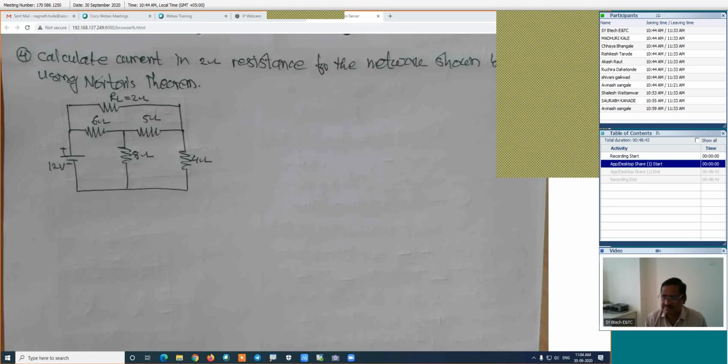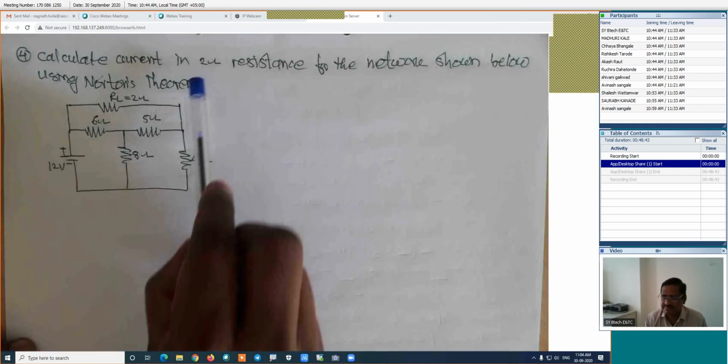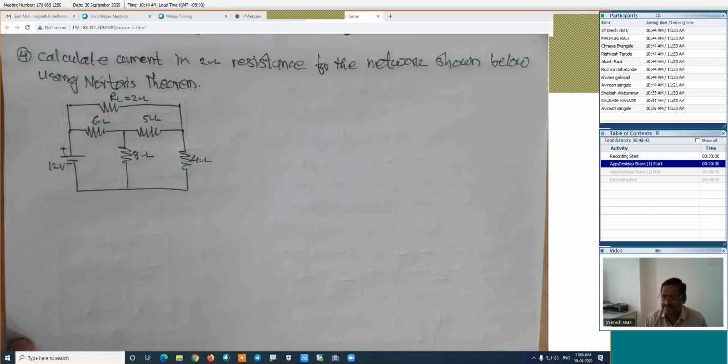In this case, we are interested in the calculation of current in 2 ohm resistance. This 2 ohm, RL is mentioned here, which is 2 ohm. Apply the steps and find out its current in 2 ohm resistance.